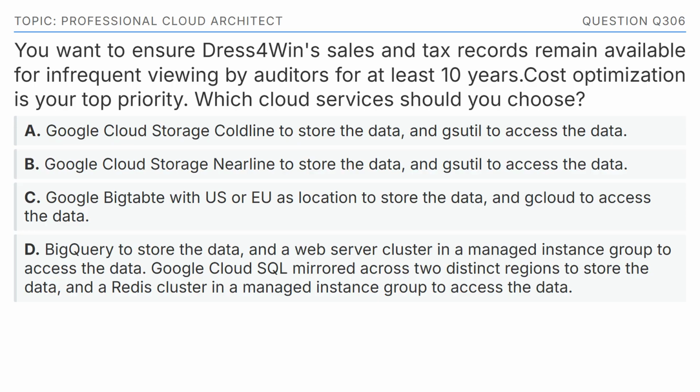Option C, Google Bigtable with US or EU as location to store the data, and Cloud to access the data. Option D, BigQuery to store the data, and a web server cluster in a managed instance group to access the data. Option E, Google Cloud SQL mirrored across 2 distinct regions to store the data, and a Redis cluster in a managed instance group to access the data.